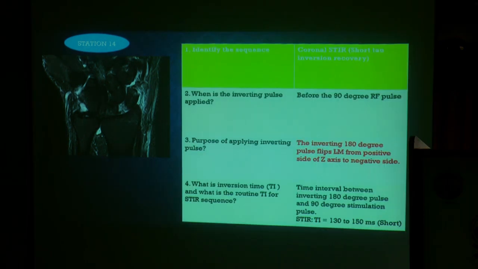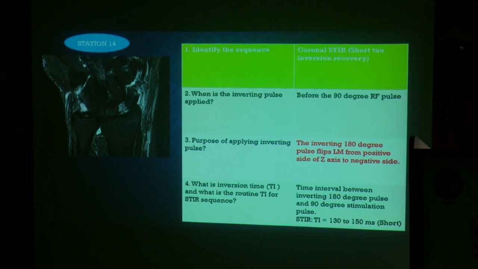Coming to next station, identify the sequence, MRI sequence. It is the one which we commonly use to identify edema in MSK. STIR. What is STIR? Short tau inversion recovery. So when is the inverting pulse applied in the STIR sequence? Before the 90-degree pulse or after the 90-degree pulse? Before the 90-degree pulse. The name itself says inverting pulse.